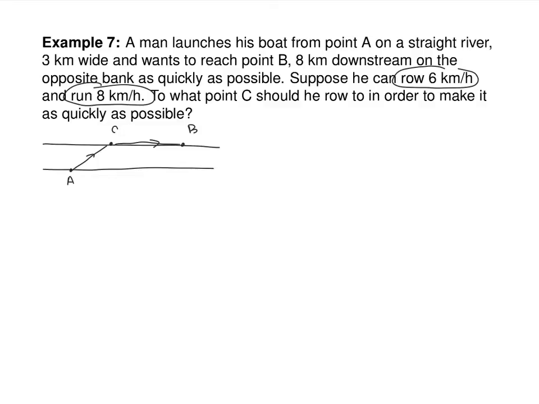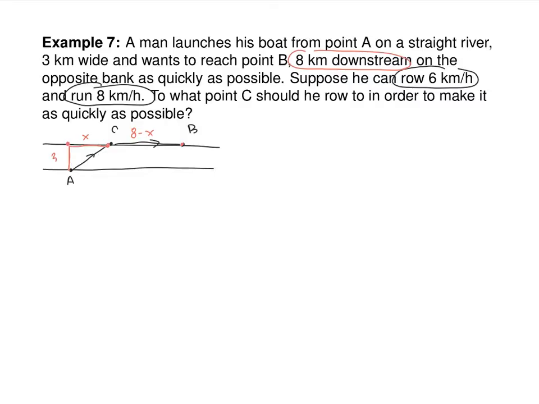So what do we know about the river? How wide is it? 3 kilometers, so this is 3 kilometers. Okay, and I'm going to call this distance of that triangle x. And how far down was it to point B? 8 kilometers downstream. So that means that the distance from this point straight across from A to B was 8 kilometers. So how far is it from C to B? 8 minus x, very good.